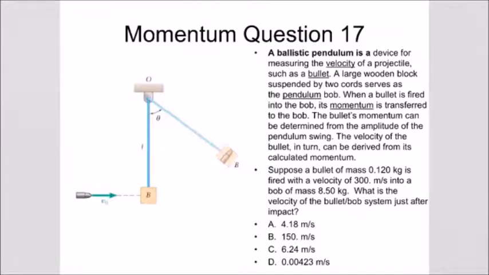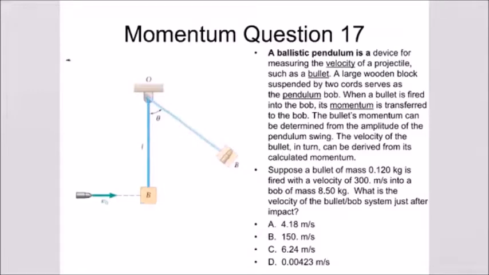So in this case, we have a bullet of mass 0.12 kilograms fired with a velocity of 300 meters per second into a bob of mass 8.5 kilograms. What is the velocity of the bullet-bob system just after impact? So this is an inelastic collision. We've got to use conservation of momentum. So the momentum before the collision is going to be equal to the momentum of the bullet.